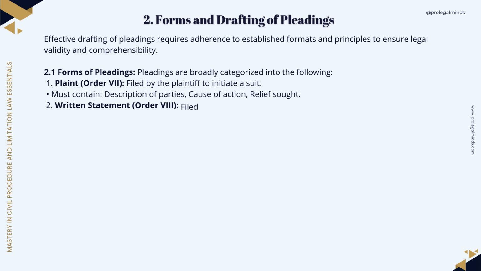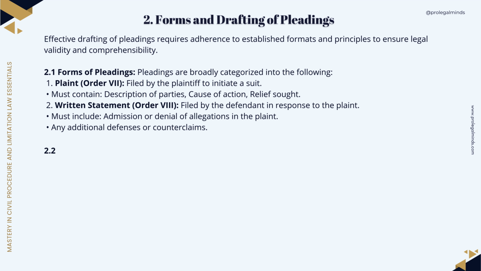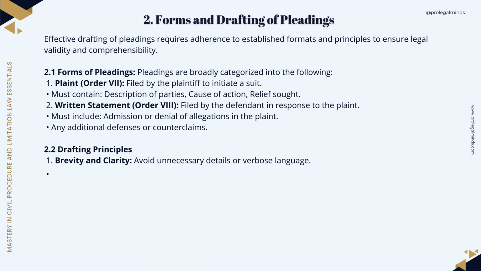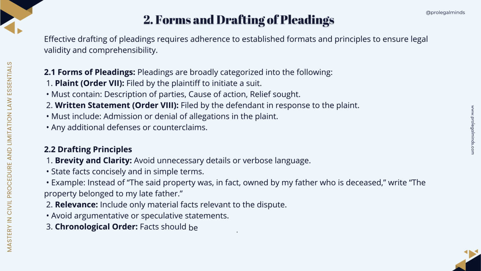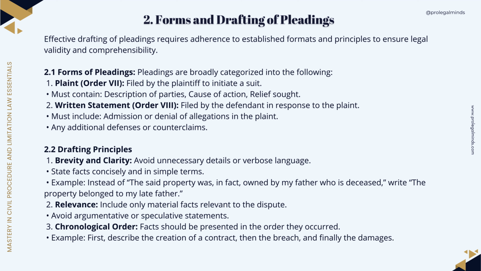Forms of pleadings. 1. Plaint, Order 7, filed by the plaintiff to initiate a suit. Contents include description of the parties, cause of action, relief sought. 2. Written statement, Order 8, filed by the defendant in response to the plaint. Contents include admission or denial of allegations, defenses or counterclaims.